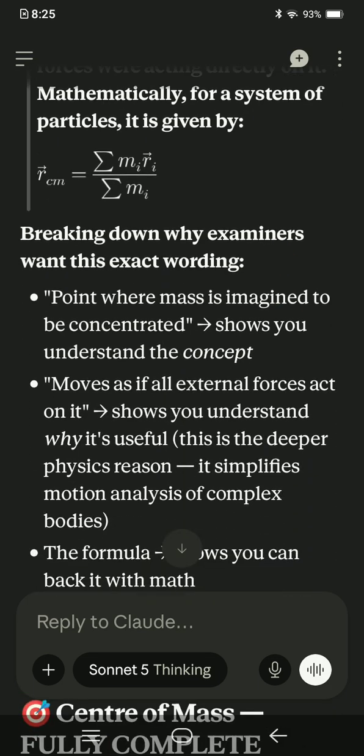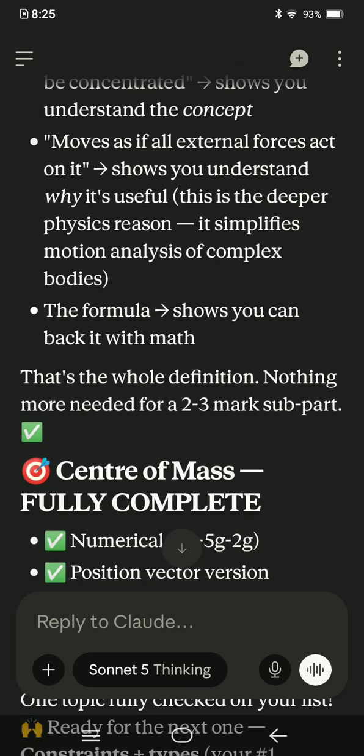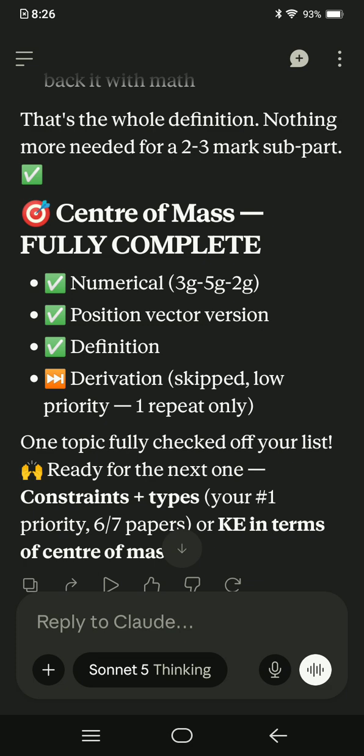Breaking down why examiners want this exact wording: point where mass is imagined to be concentrated shows you understand the concept; moves as if all the external forces act on it shows you understand why it's useful. This is the deeper physics reason: it simplifies motion analysis of complex bodies. The formula shows you can back it with maths. That's the whole definition, nothing more needed for 2 to 3 marks. Center of mass fully computed: position vector, definition. Derivation is left, low priority, one repeat only. One topic fully checked off from your list.